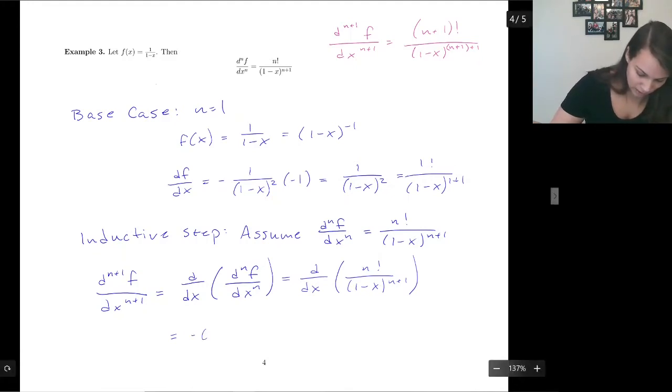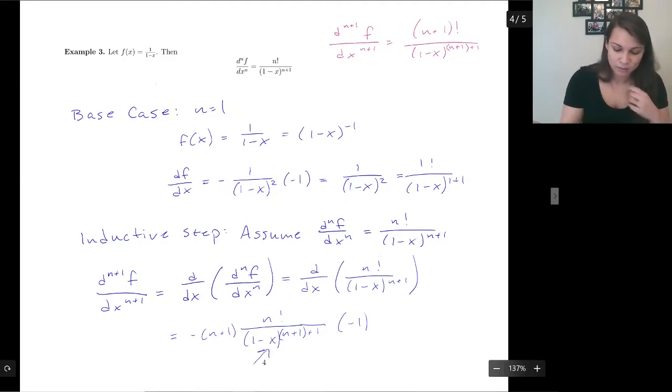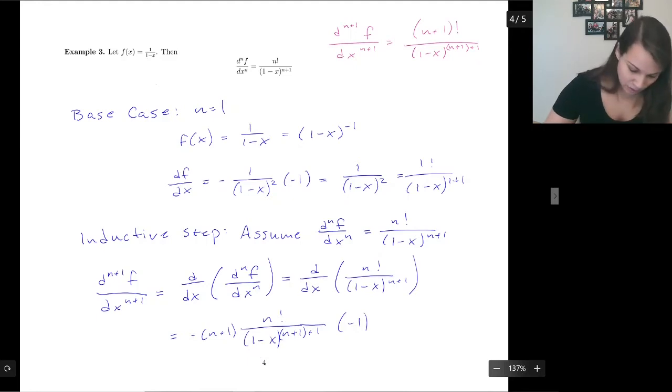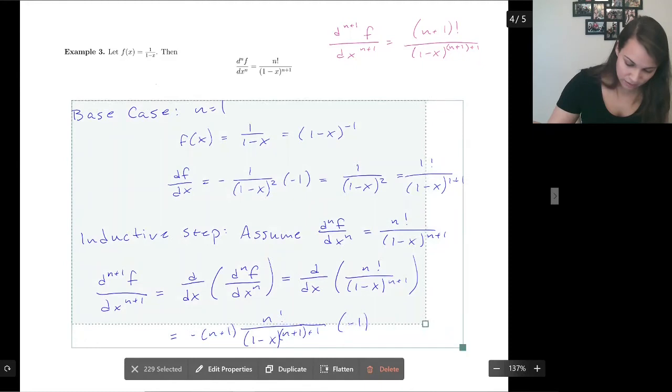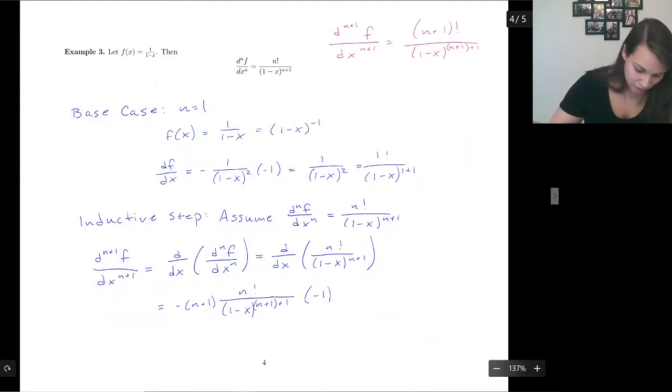And we're going to get a negative n plus 1 to come down. n factorial, 1 minus x to the n plus 1, plus 1. So looking pretty good. And then by chain rule, we get that negative 1 coming out from inside here. And then we can do the same. 2 negatives make a positive, to simplify this a little bit. And then I'll move that n plus 1 to the numerator as well.